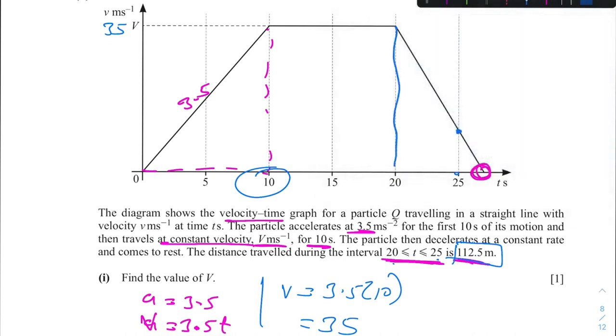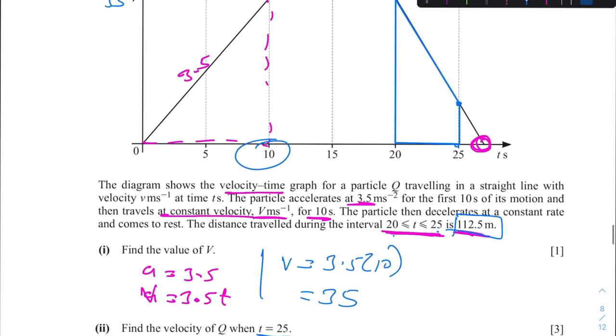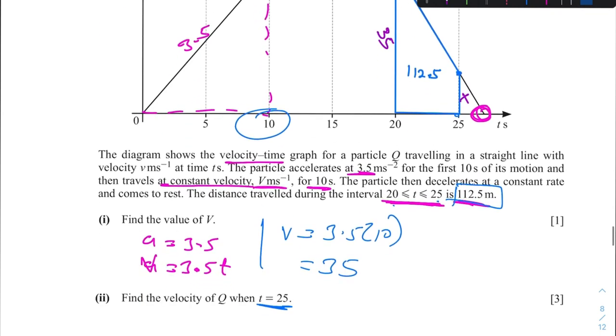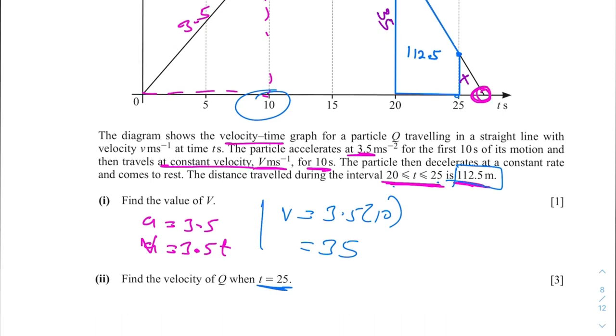From 20 to 25, that means that this becomes the boundary of that shape. And we are told that this is 112.5. Now, we do not know what this value is, so let's call it x. And then we know that the whole of this is 35. That's the velocity. So we can use the area of a trapezium to go about it.